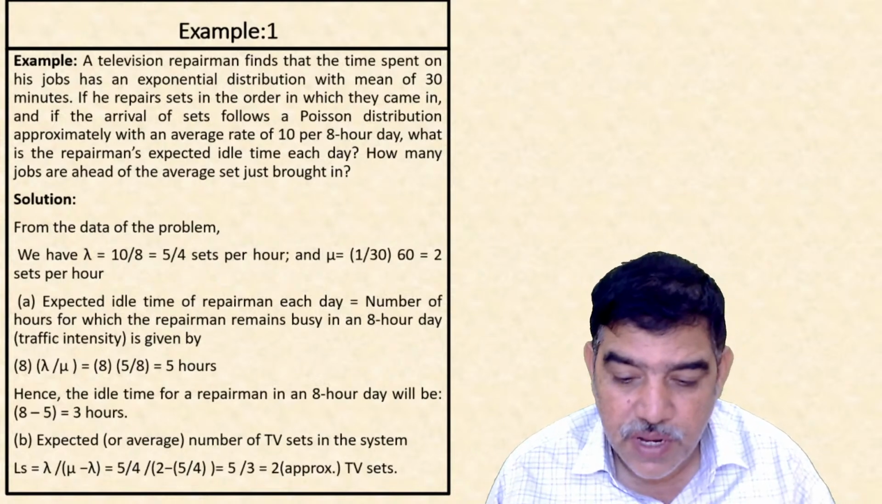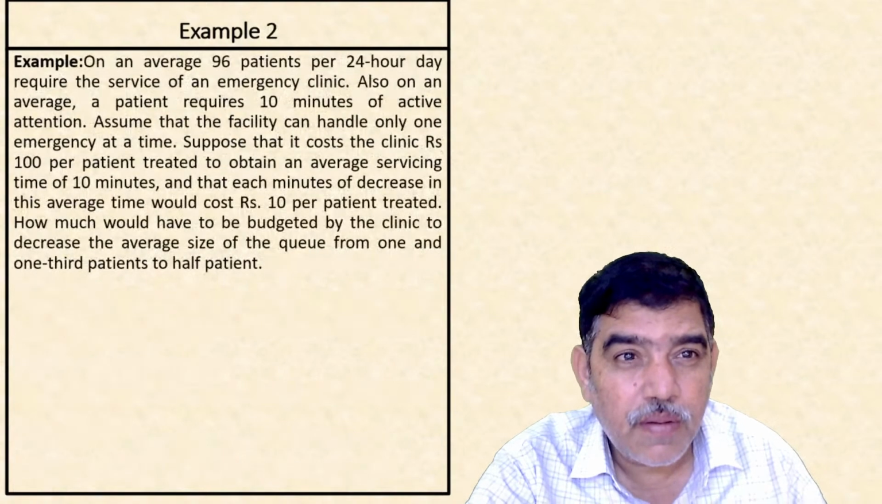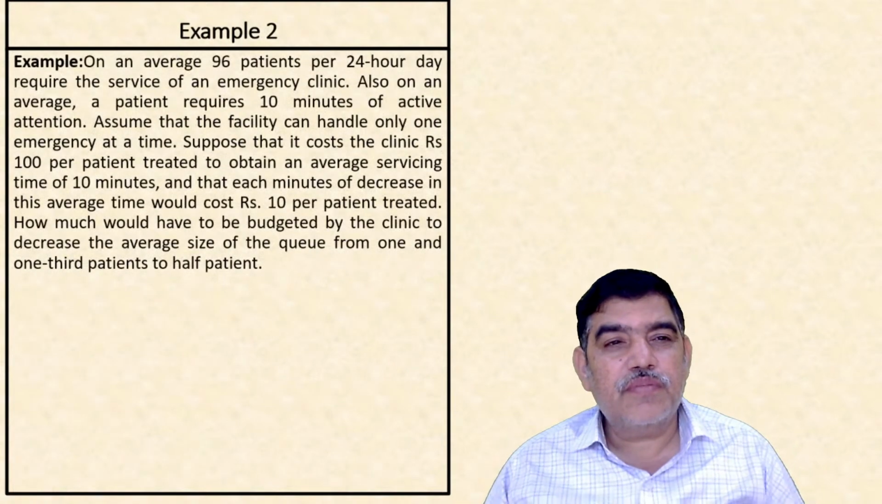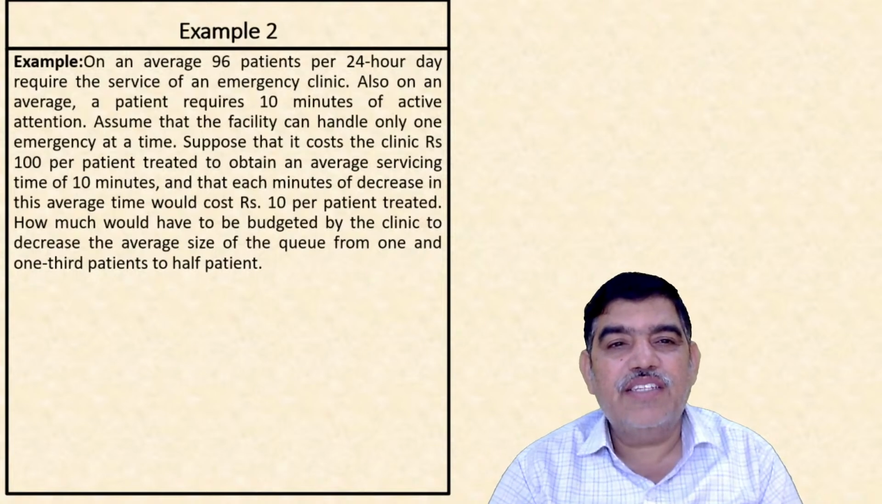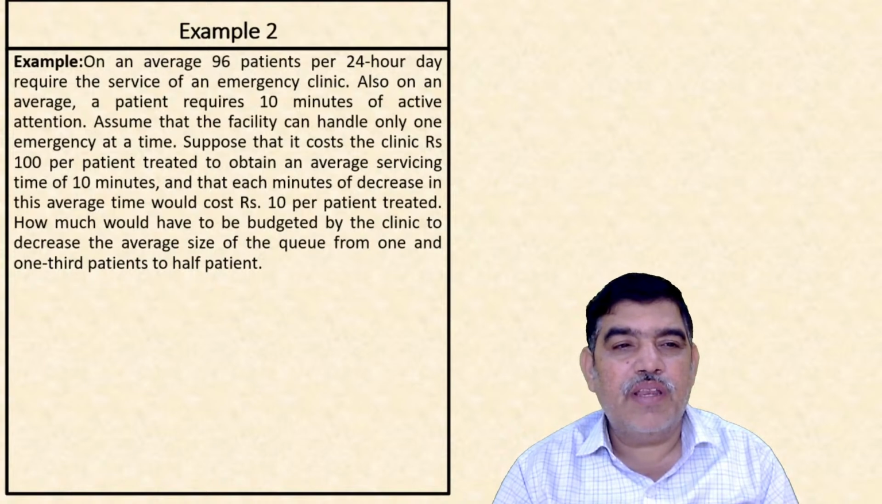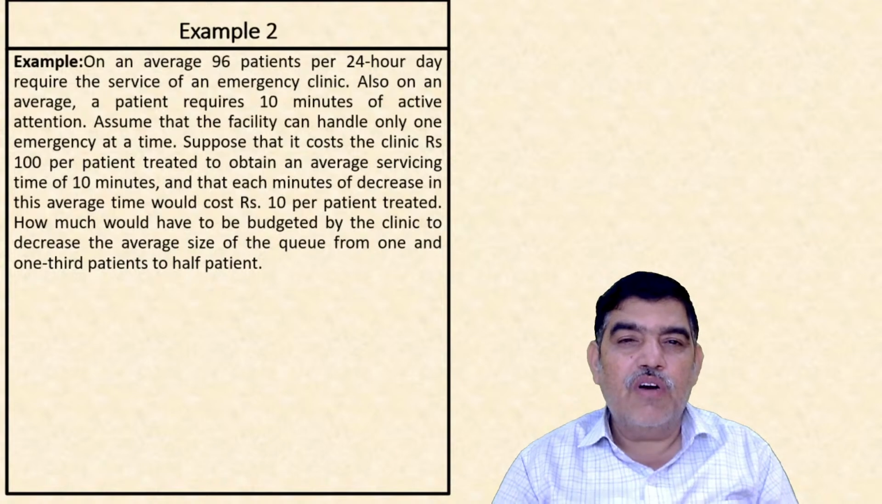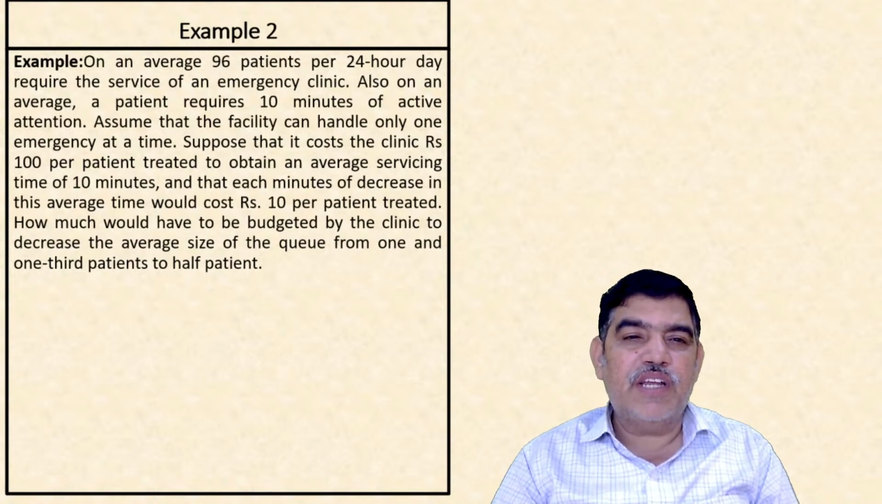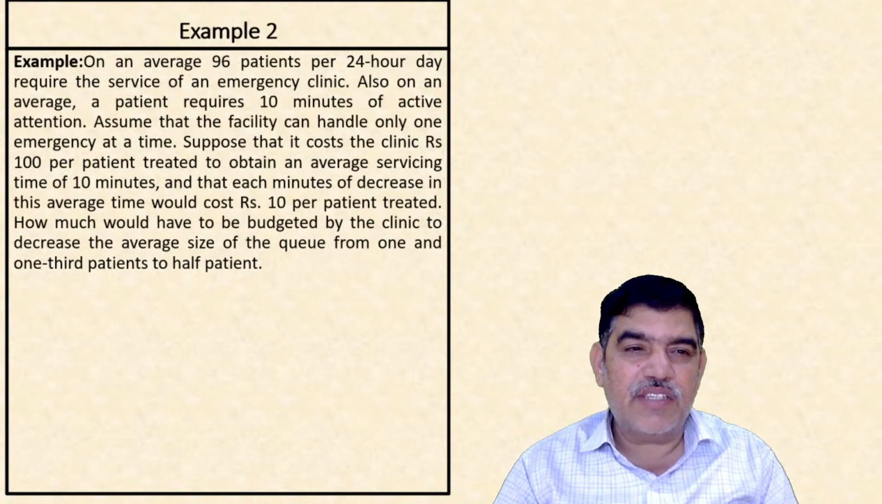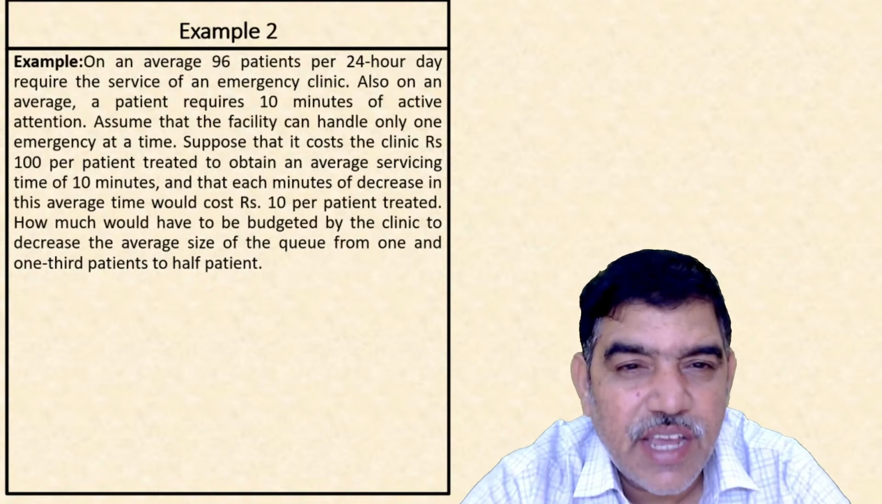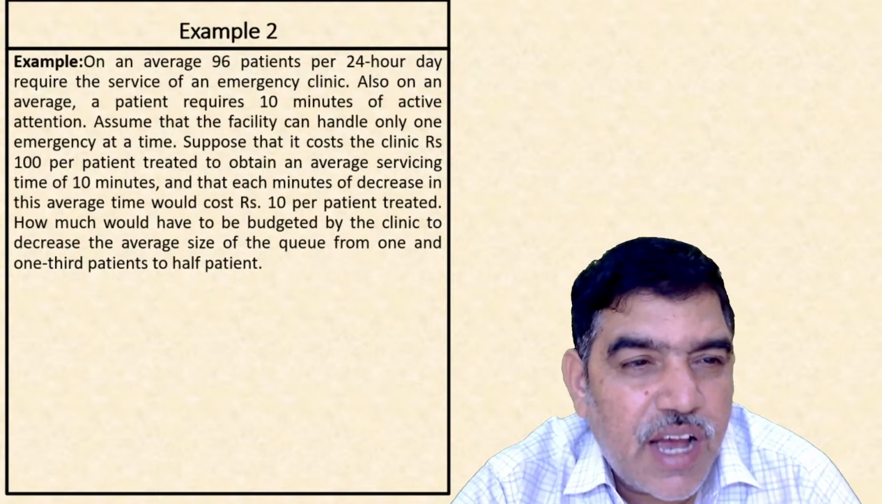Then we can discuss example 2. On an average 96 patients per 24 hours require the service of an emergency clinic. So suppose patients visit an emergency clinic, and the data given here is 96 patients per 24 hours. Also, on an average a patient requires 10 minutes of active attention. Assume that the facility can handle only one emergency at a time.